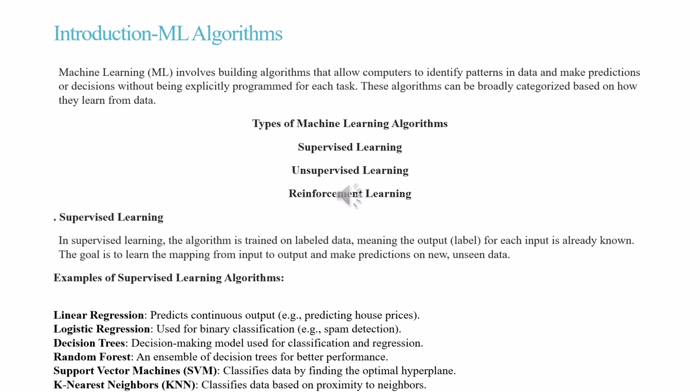Supervised learning is nothing but an algorithm trained on labeled data, meaning the output label for each input is already known. The goal is to learn the mapping from input to output and make predictions on new, unseen data.